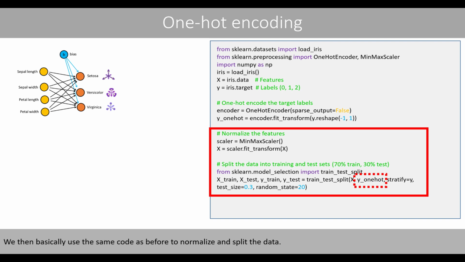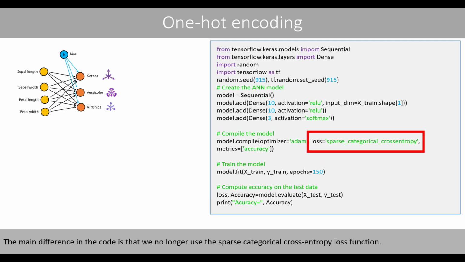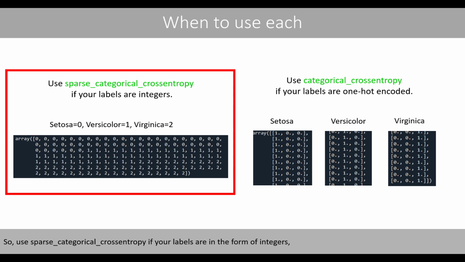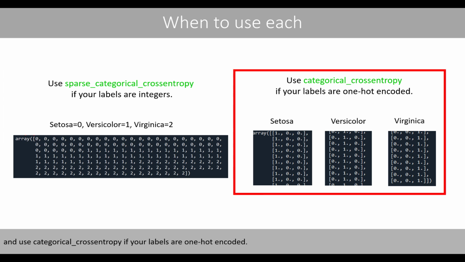We then basically use the same code as before to normalize and split the data. The main difference in the code is that we no longer use the sparse categorical cross-entropy loss function. Instead, we use the so-called categorical cross-entropy loss function. So, use sparse categorical cross-entropy if your labels are in the form of integers, and use only categorical cross-entropy if your labels are one-hot encoded.